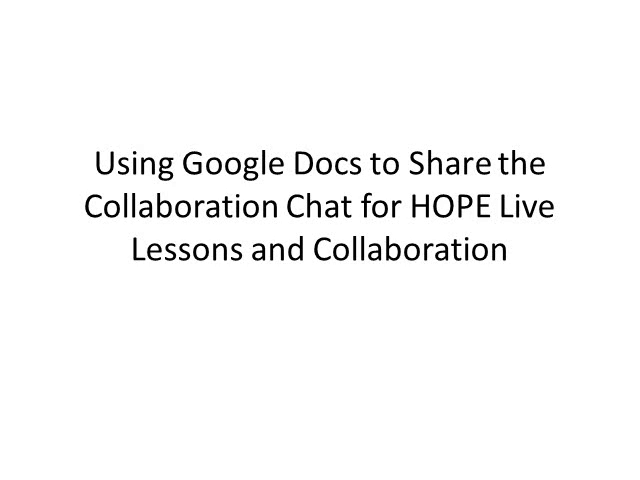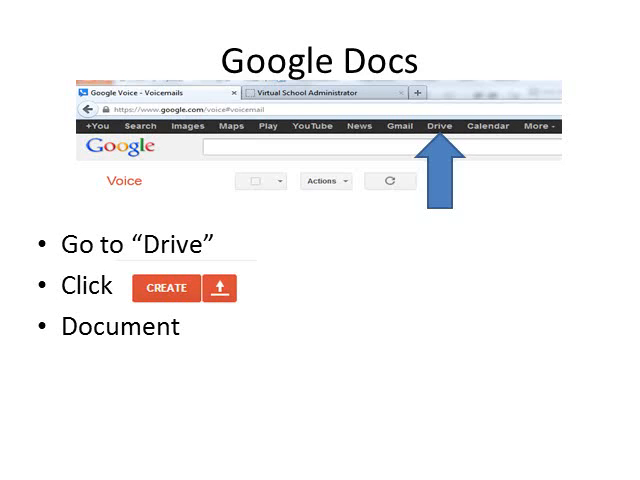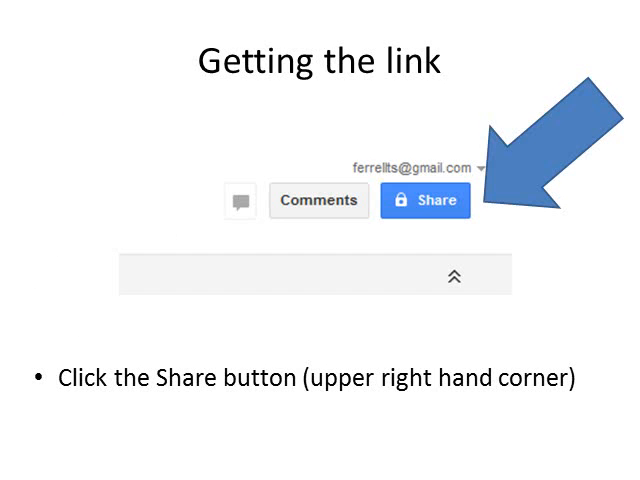In an effort to make saving the chat easier for our students, please watch this quick video. The first thing that you are going to do, when you're in Google Voice, is click on Drive in the upper toolbar. You're then going to click Create, in the upper left-hand corner, and choose Document. Once you've done that, you're going to click on the Share rectangle, which is up in the upper right-hand corner.